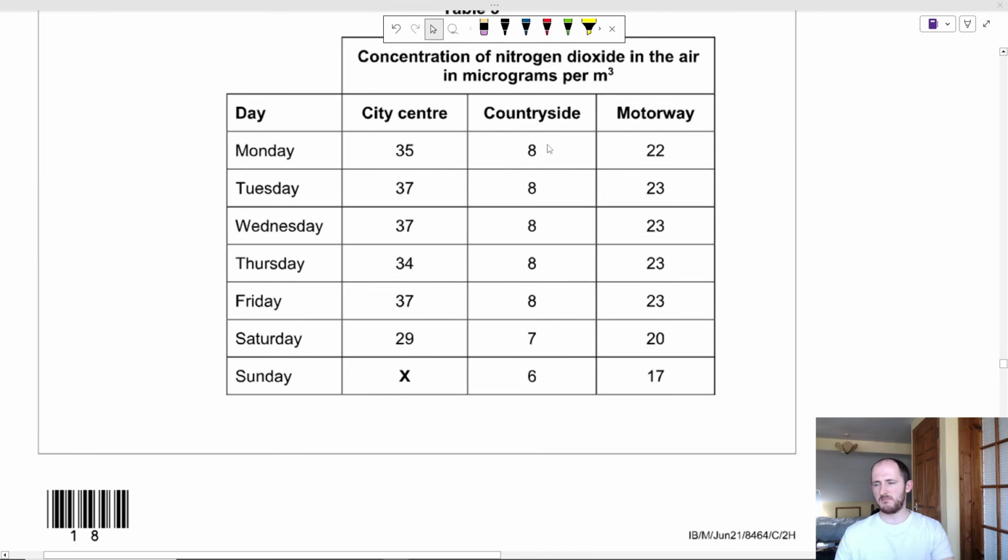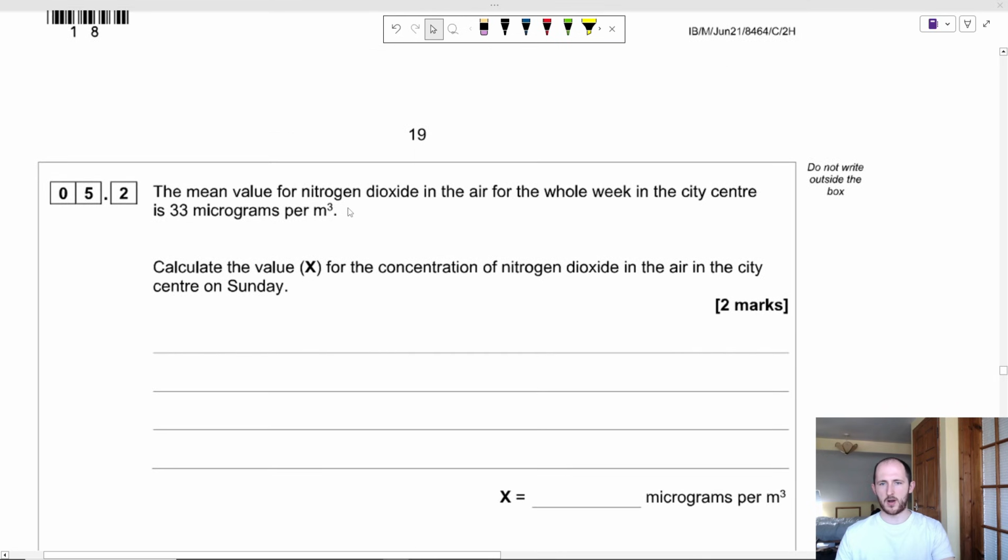And you can have a glance at the information, but you don't need to really study it that much, okay? Then we're going to look at part 2, and that's when we go back and actually have a look at the information. It says the mean value for the nitrogen dioxide in the air for the whole week in the city centre, so that's a key point we want to highlight, is 33 micrograms per cubic metre.